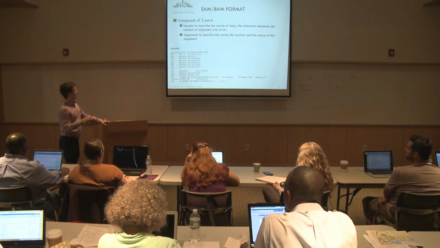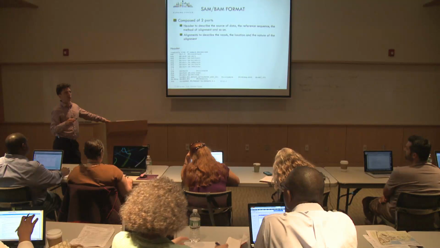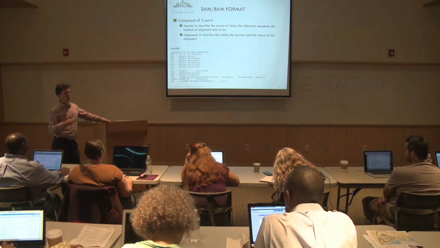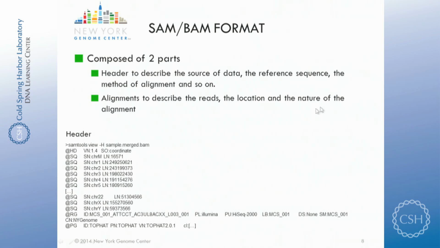I don't know if this SAM and BAM format has been described to you, and it's extremely useful. It's the file that results from the alignment, and that's how we record all the different alignments. The format was proposed by the Southern Genome Consortium, and it's composed of 2 parts. One is the header, which describes the source of the data, the reference sequence, the version, the method of alignment, and so on. The second part is the alignments themselves, describing the reads, the location, and the nature of the alignment.